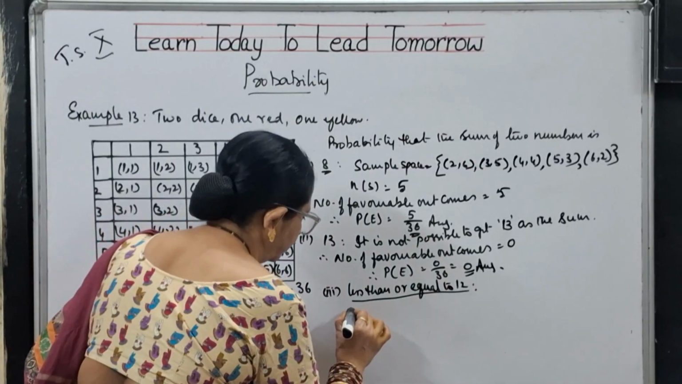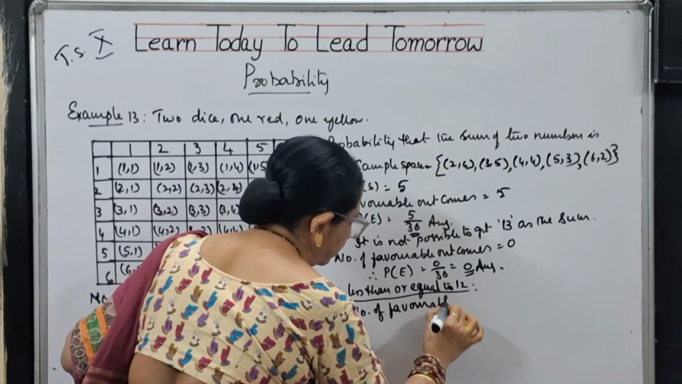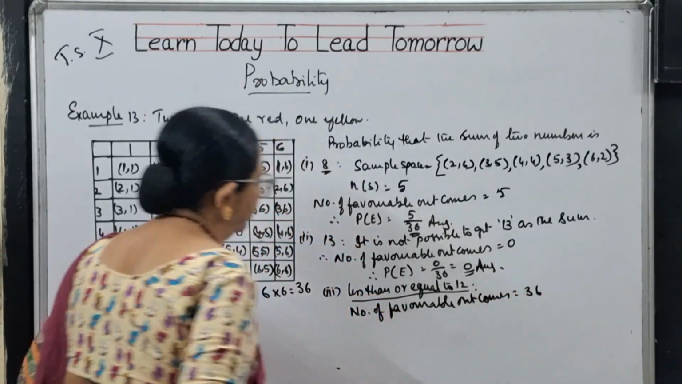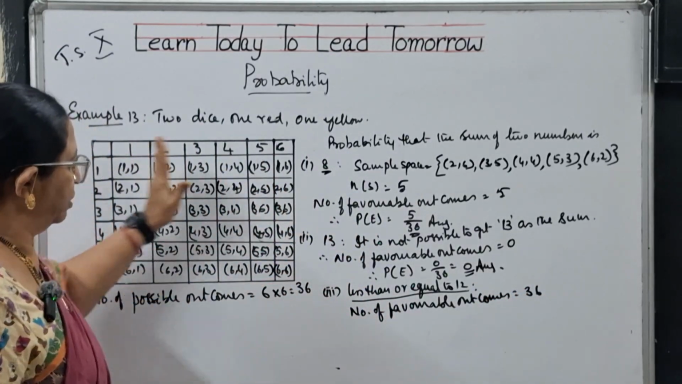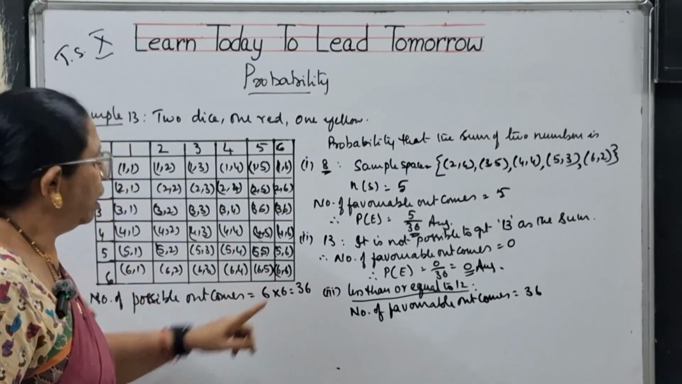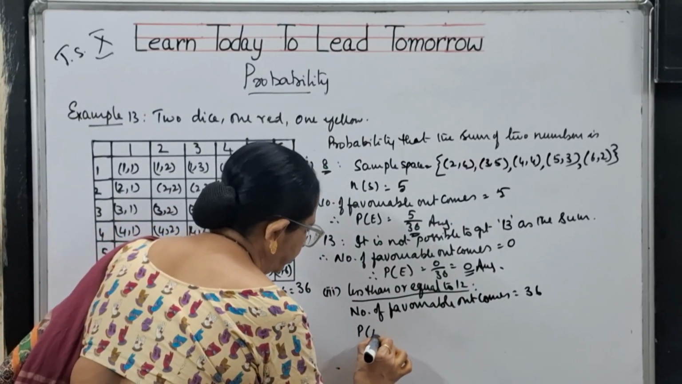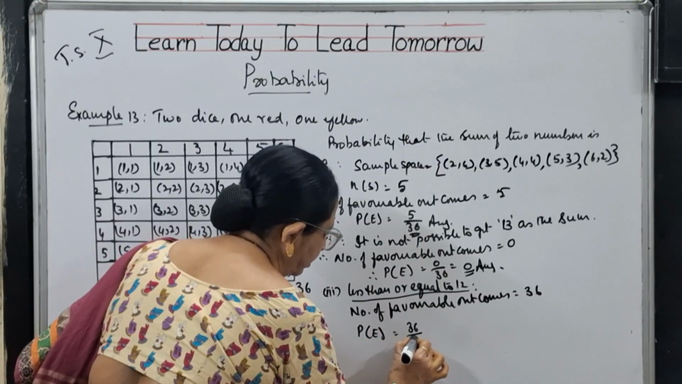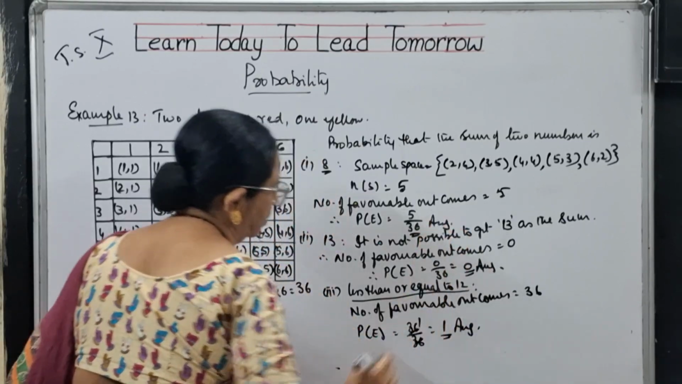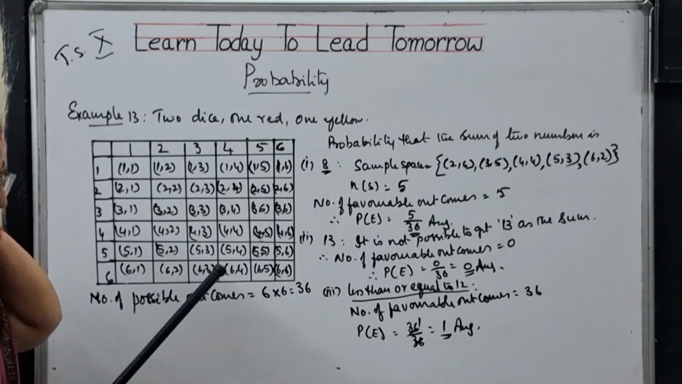So number of favorable outcomes is equal to 36. All 36 numbers have got this facility because any number you take, either the sum is less than 12 or equal to 12. So, favorable outcomes 36 means probability of the event is 36 by 36, that is 1. This is the answer for this bit, children. So once again I'll explain to you.